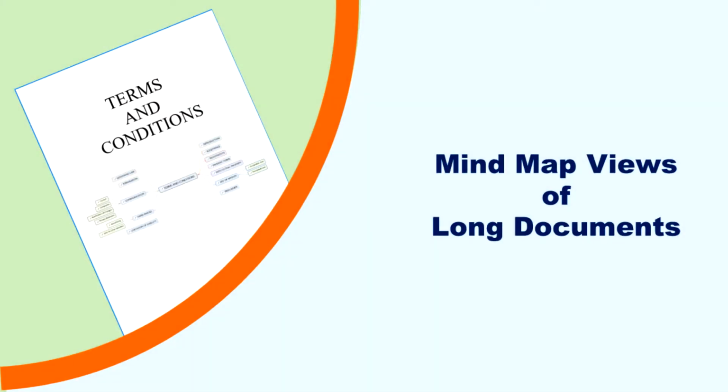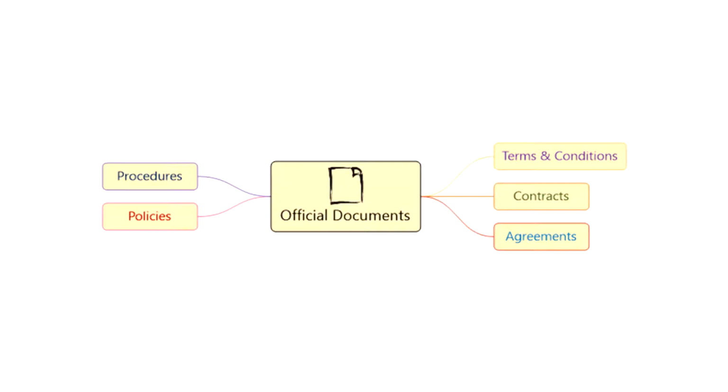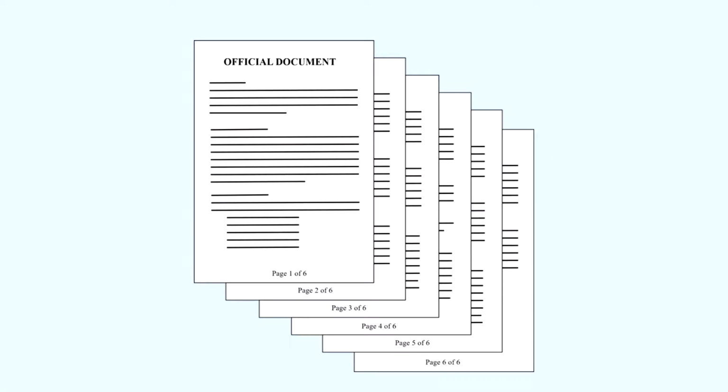In this tutorial, we're going to create a mind map from a Word document using MindGenius. Official documents such as terms and conditions, contracts, agreements, policies and procedures, etc. can be lengthy and very detailed. This means it can take a while to become familiar with the document.